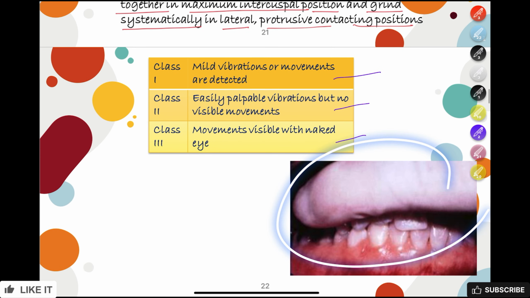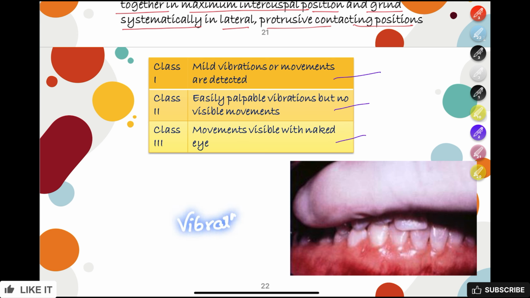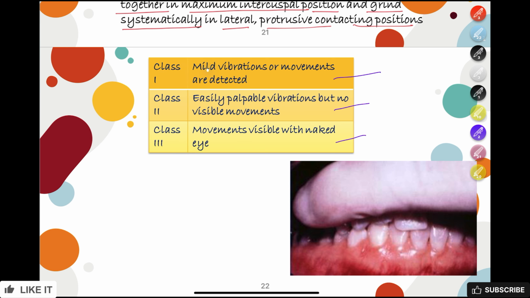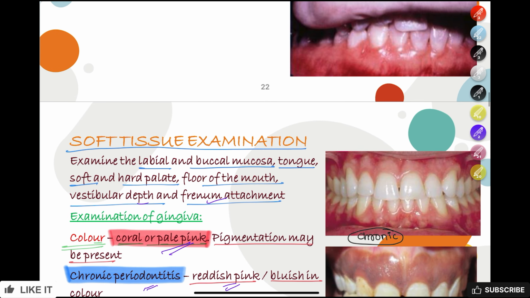So we have to keep our finger like this, and if vibration is not felt, we can say the Fremitus test is negative. If vibration is felt, we can say the Fremitus test is positive. And from this we can infer three things, that is class 1, class 2 or class 3 trauma from occlusion. Class 1 is mild vibration or movements are detected. Class 2 is easily palpable vibration but no visible movements. And class 3 is movements visible to the naked eye. So clear, class 1, class 2, class 3.